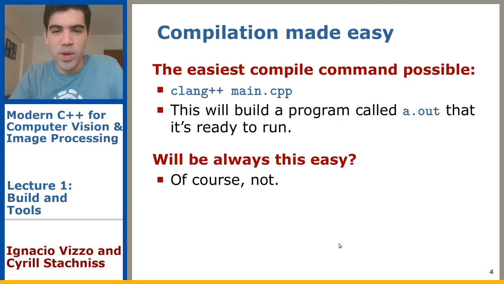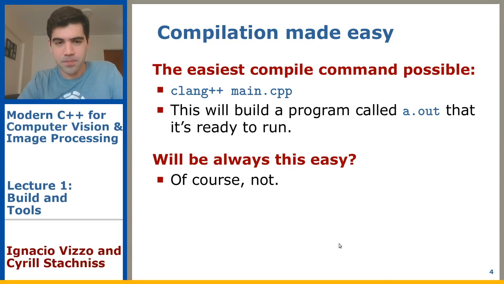The easiest way to compile a C++ program is just calling the compiler. In our course, we will be using clang. This will build a program, and the compiler will use the name a.out, which is the standard. If everything is working, this means that the compiler is properly installed and all the system libraries are there, then you're ready to go. That's the whole thing you need to know about compilation.